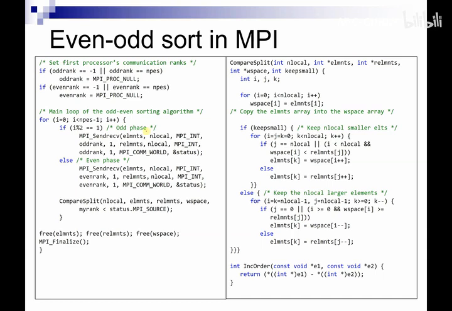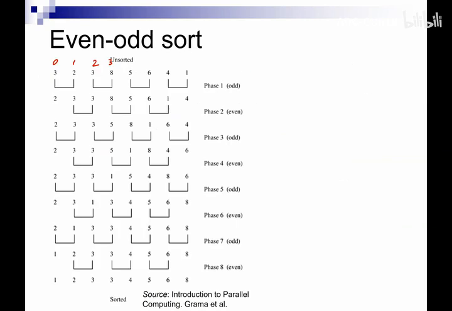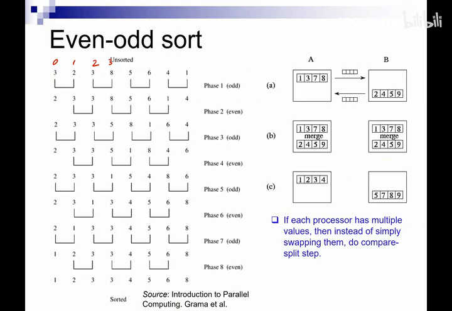So MPI send receive, but we need to know who we're sending to. Since my rank here is odd, I'm going to send and receive with my odd rank. And if I'm in an even phase, then I'm going to send and receive with the even rank. So this is going to do the communication between the pairs of processes. But after you do that communication, you need to do this sort of merging process, because in general, you could have multiple values and you need to merge these.